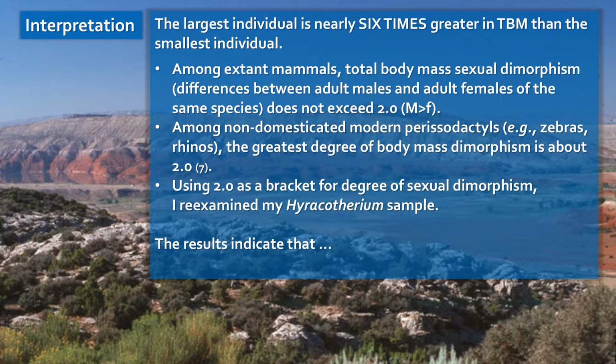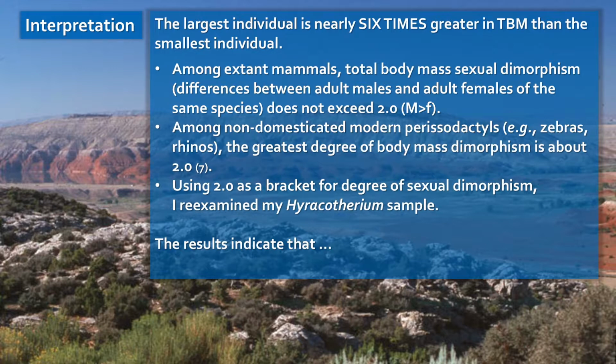Interpretation. The largest individual is nearly 6 times greater in total body mass than the smallest individual. Among extant mammals, total body mass sexual dimorphism, differences between adult males and adult females of the same species, does not exceed 2.0. Among non-domesticated modern parasodactyls like zebras and rhinos, the greatest degree of body mass dimorphism is about 2.0. Using 2.0 as a bracket for degree of sexual dimorphism, I re-examined my Herecotherium sample.